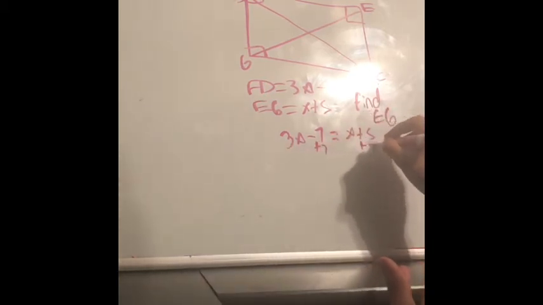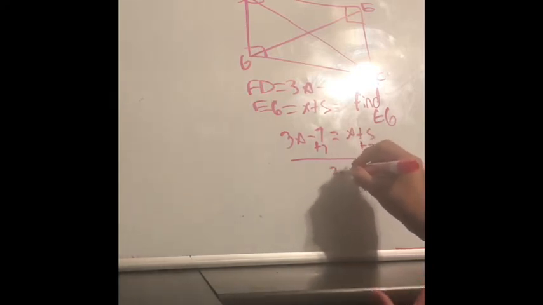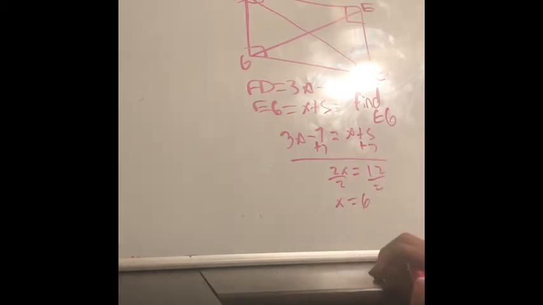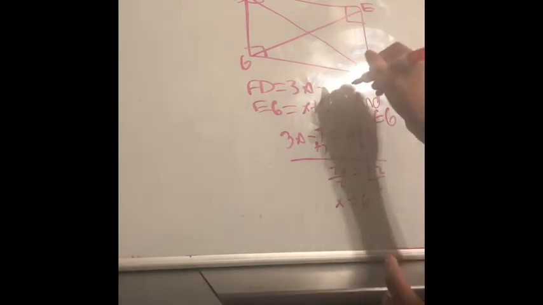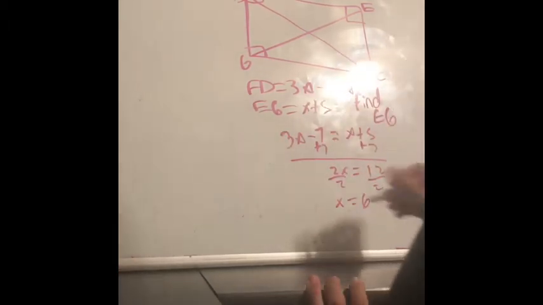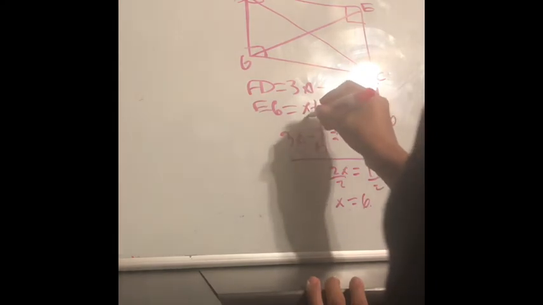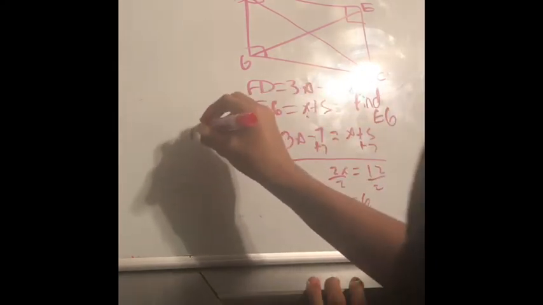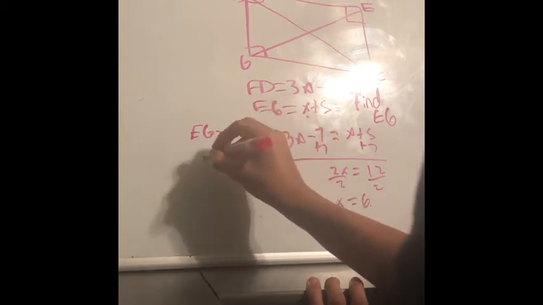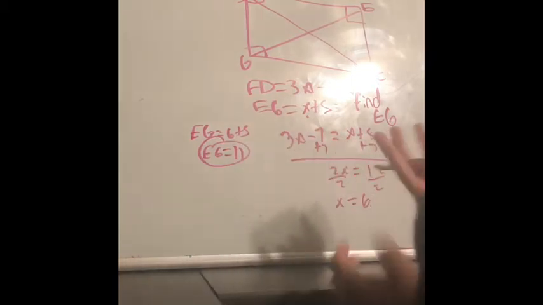So 7, 12, 2, and x is 6. But that's not your final answer. The question says to find EG. So we replace the 6 with this x right here to find EG. And that's simple. That's 5 plus 6. That's 11. And that's pretty much your answer to the problem.